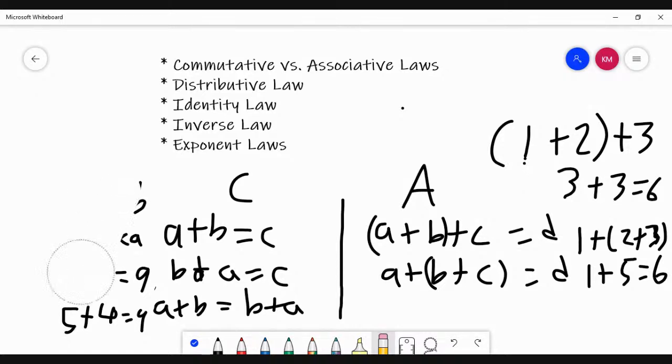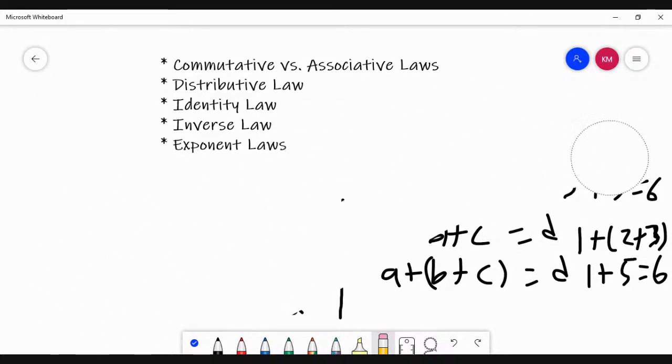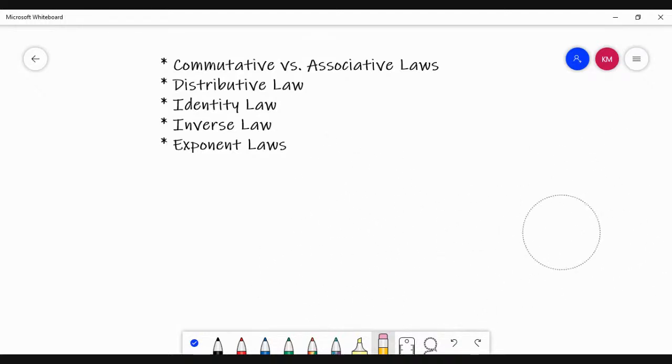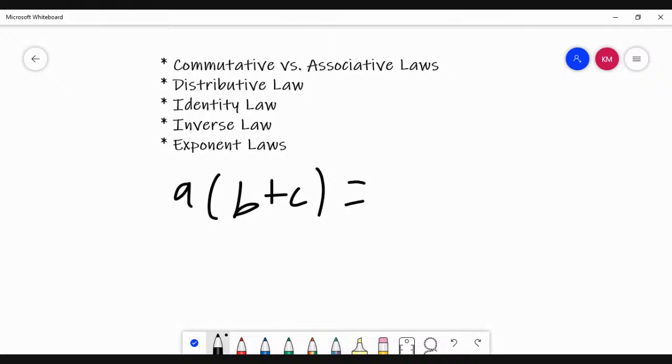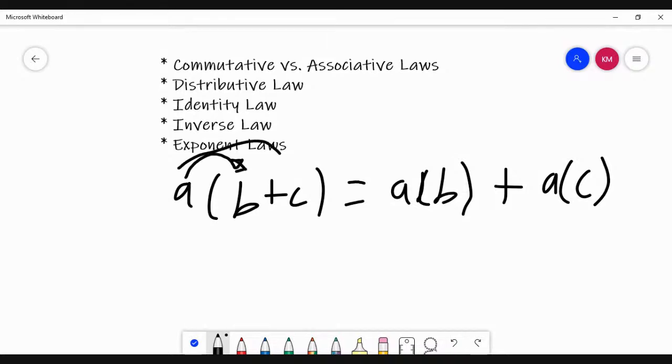Moving on to the distributive property. Distributive property says if A is multiplied to B plus C, then A is multiplied to B plus A being multiplied to C, meaning you're literally taking the A and distributing it throughout the parentheses, right?